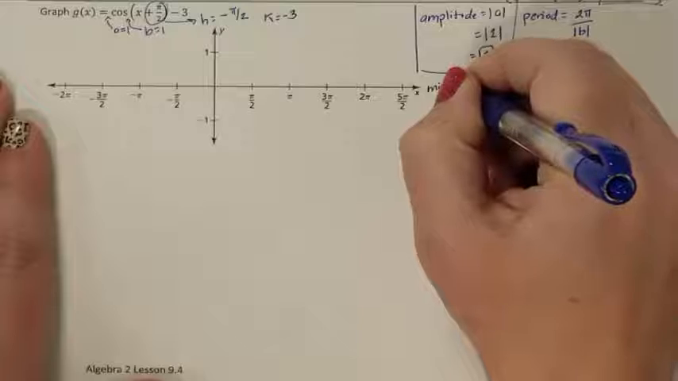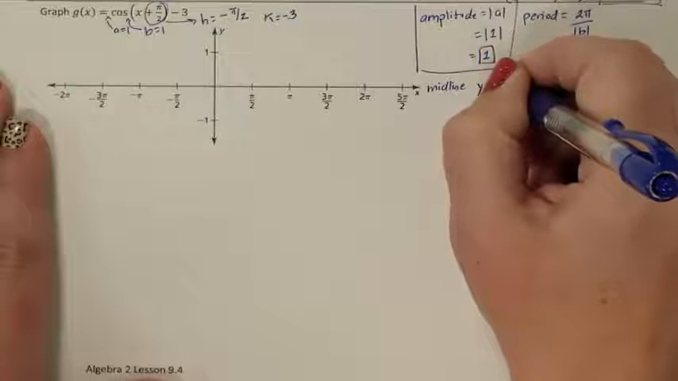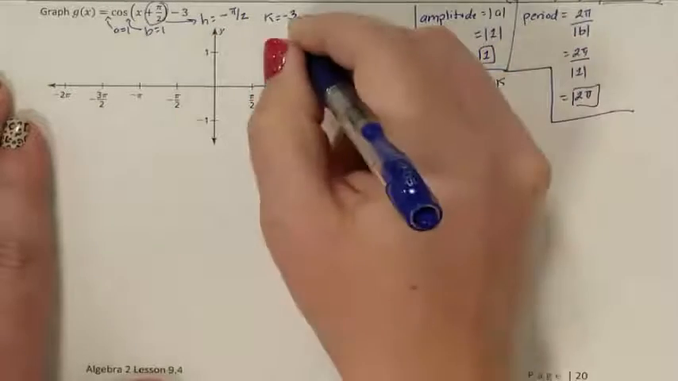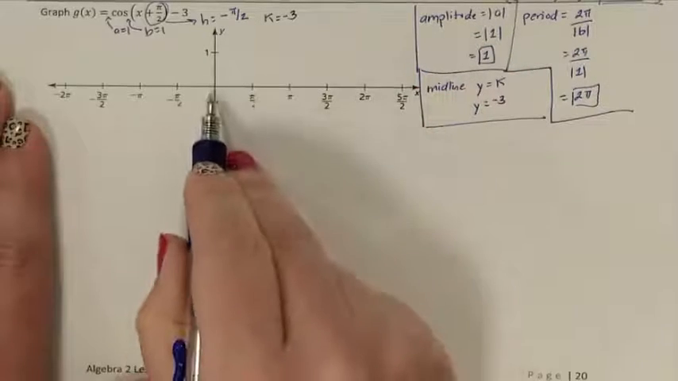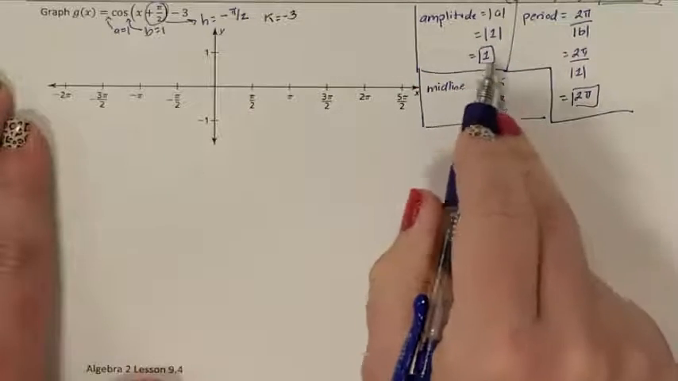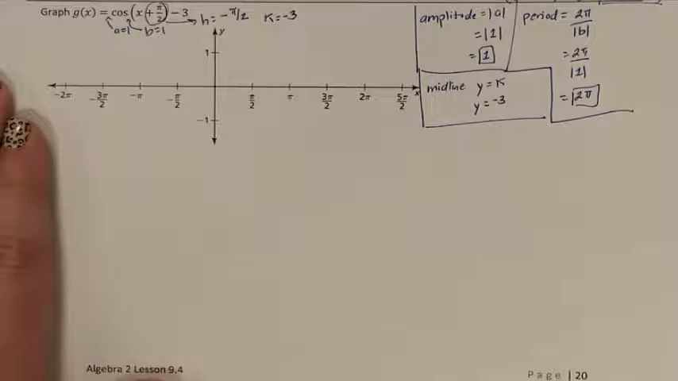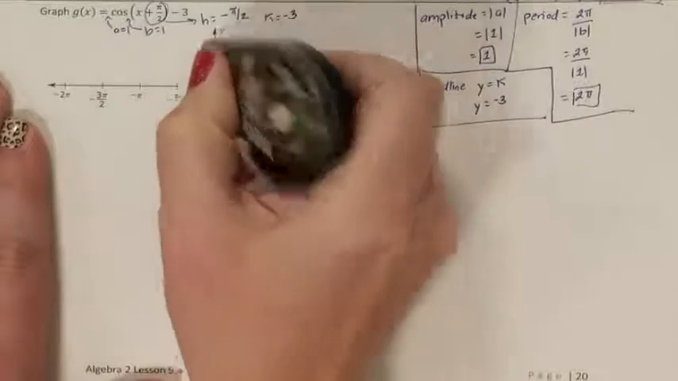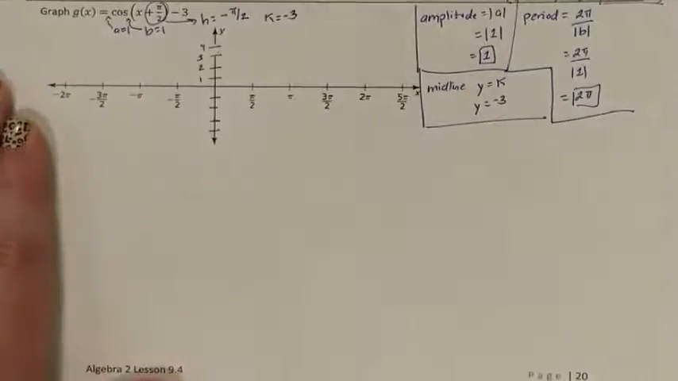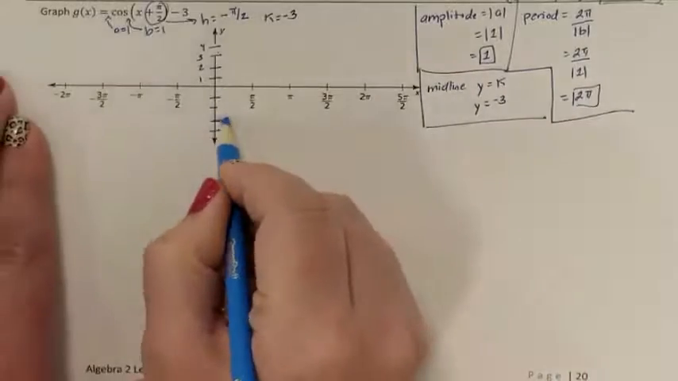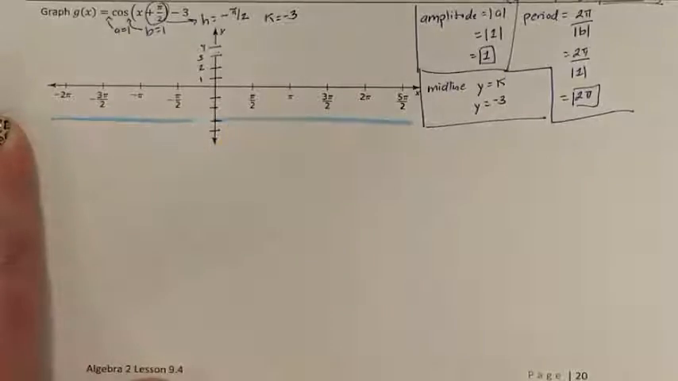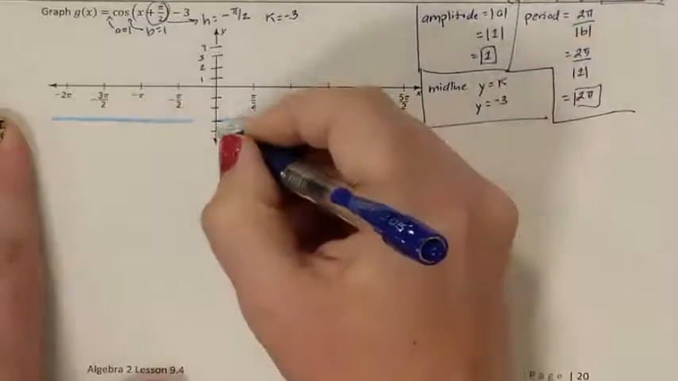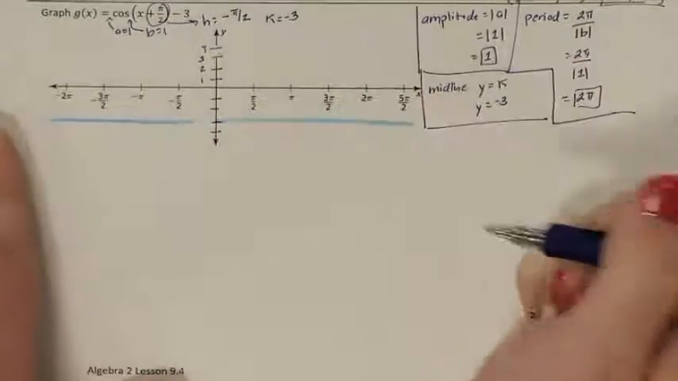Let's go ahead and take a look at our midline. Midline is the equation y equals k, and my k is a negative 3. So that meant that my y value needs to go down to negative 3, and then I need to be able to go down to negative 4 as well. So we do need to rescale. So my midline is down at negative 3, which exists right here. And I am able to go up and down from 1 based on this. So we're okay right now.